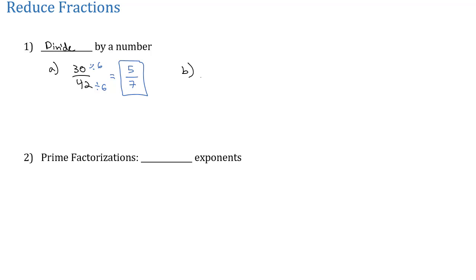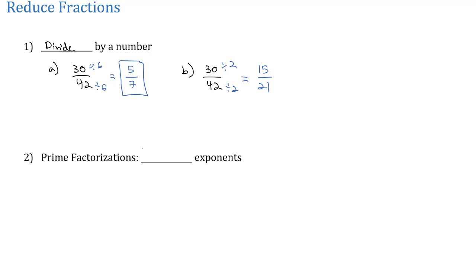Now, we divided by 6. But we didn't have to actually divide by 6. With 30 over 42, we had some choices. We might have noticed those are both even. And if I notice they're both even, I might have divided by 2 instead. And when I divide by 2, you'll get 15 over 21.